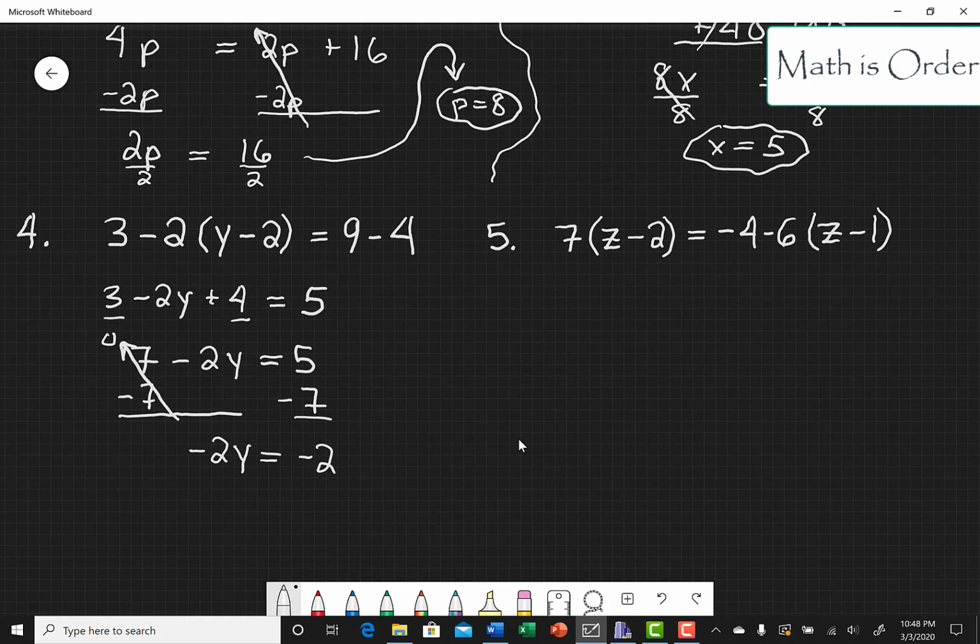All right, we got a little closer to getting y by itself. The last step is to undo that negative 2. And to undo that, since it's multiplying y, we do the opposite, which is to divide both sides by negative 2.